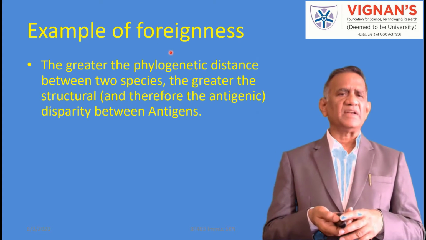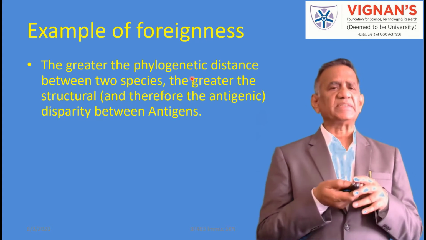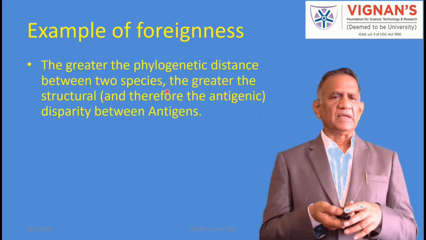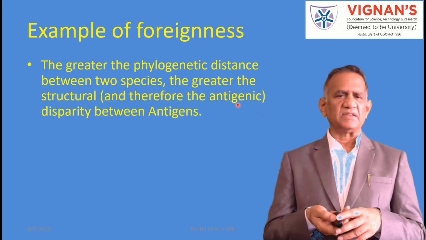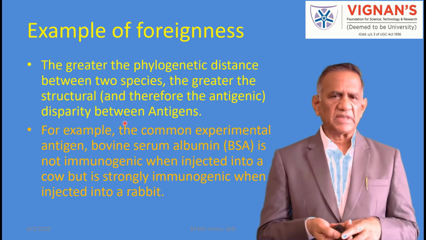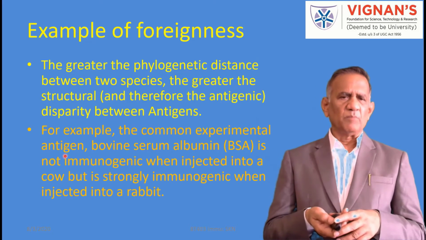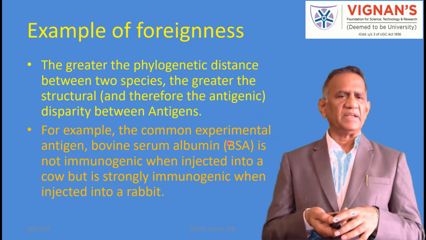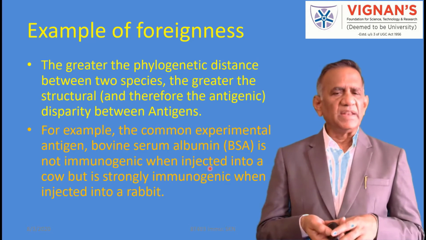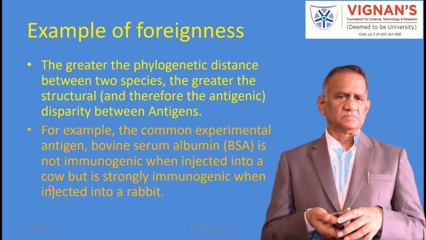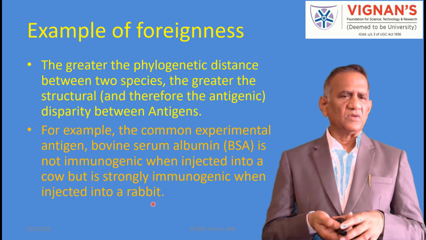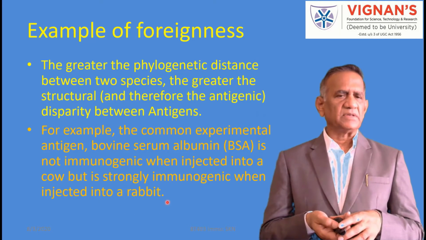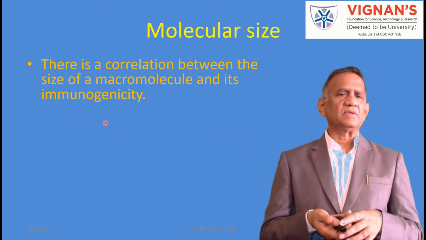Examples of foreignness: the greater the phylogenetic distance between two species, the greater is the structural disparity between the antigens. For example, the common experimental antigen bovine serum albumin, which is used in all biotechnology laboratories, is not immunogenic when injected into the cow, but is strongly immunogenic when injected into a rabbit or mouse.